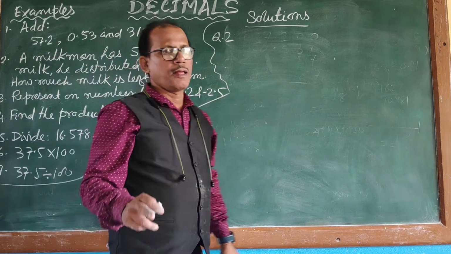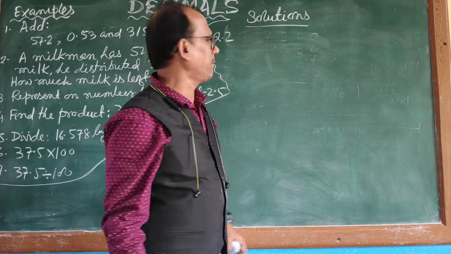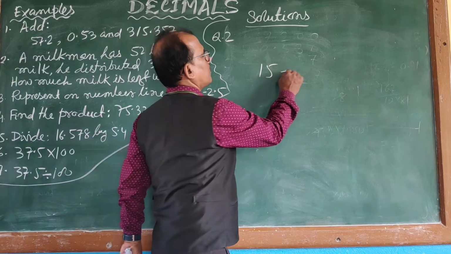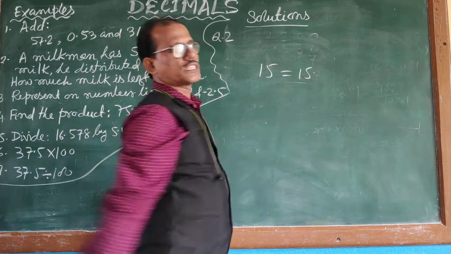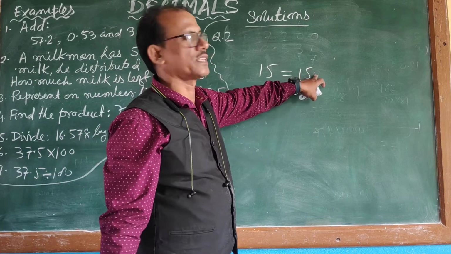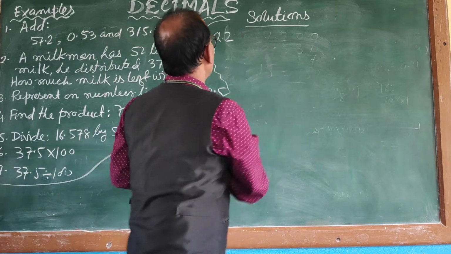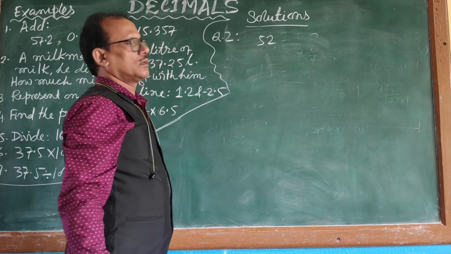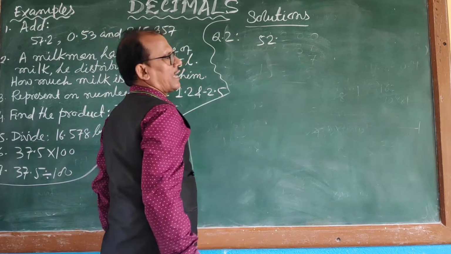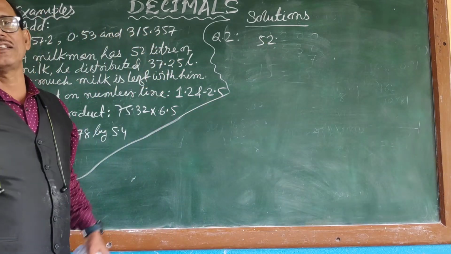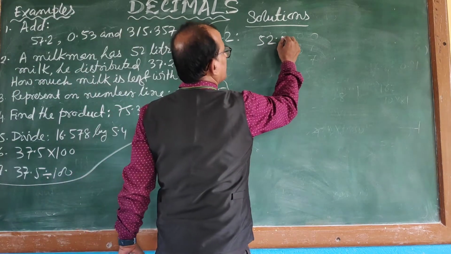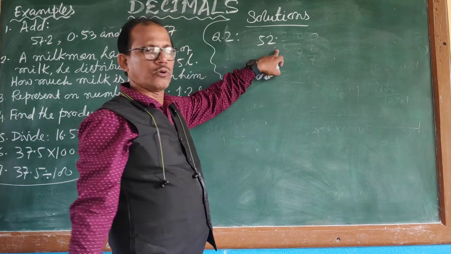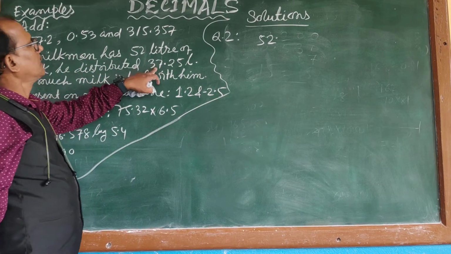See, before I proceed, I will tell you, every whole number, suppose 15, also can be written as a decimal, like 15 point, with the point at the extreme right. Every whole number has the point at the extreme right. Therefore, 52 will be written as 52 point, and as there is no digit on the right side, the point is meaningless. That is why we don't write it down. Okay, 52. Now next is what?